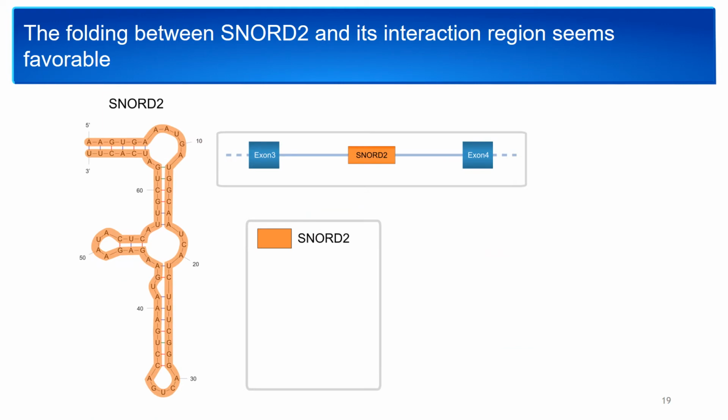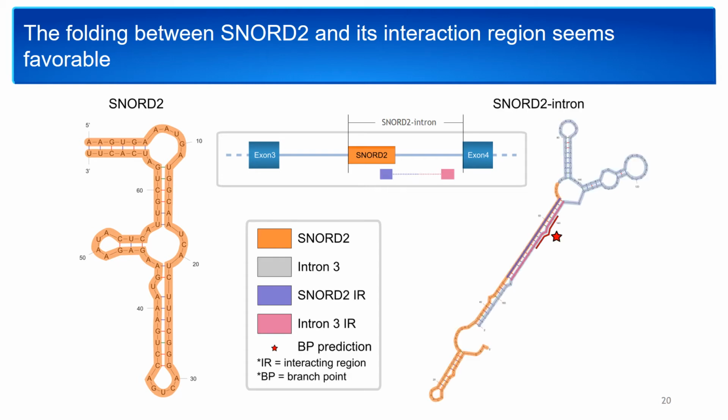In order to get more insight into this interaction, we used the RNA secondary structure prediction tool mFold to fold SNOR2 with the downstream intron region. Here's the predicted secondary structure of SNOR2, which is a pretty standard conformation for a box C/D snoRNA. Now this is the predicted folding of SNOR2 with the downstream intron region in gray. This structure has a low minimum free energy, suggesting that this conformation is favorable.